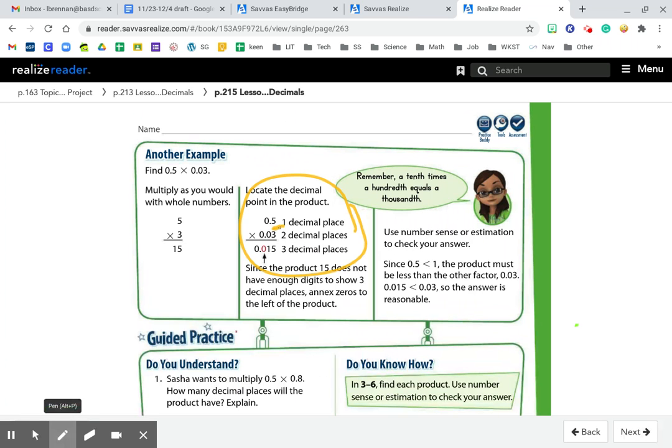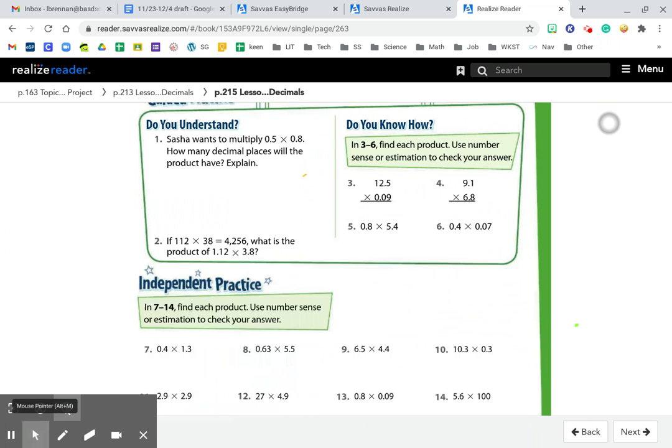There's 1 digit in decimal place value in 0.5, 2 digits in decimal place value in 0.03, altogether 3 digits in decimal place value. So for this problem, if I do 5 times 3 and I get 15, but I really needed 5 times 0.03, and I know I need 3 digits in decimal place value, I have to annex the 0 at the front of the 15 and put the decimal before that. So that was what we're doing today. The math is not too tricky. It's making sure you put the decimal in the right place.